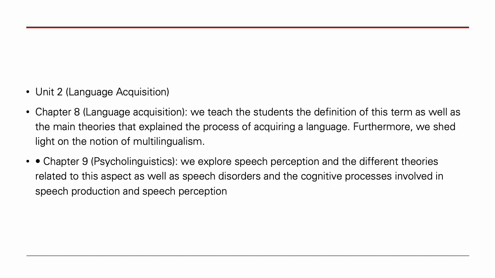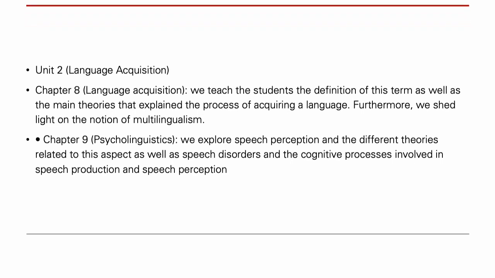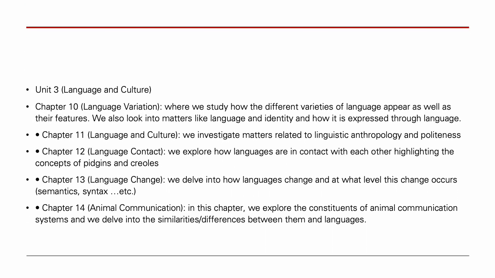The second unit is about language acquisition. We are going to understand how we as human beings are able to acquire language. This mainly covers two chapters, chapter 8 and chapter 9. The third unit is generally related to language and culture. Here we are going to focus on things like language variation, language change, language context, etc. We are going to see how language is being used in a community.